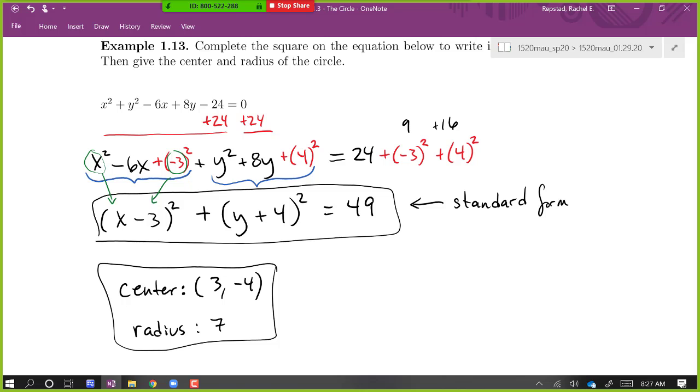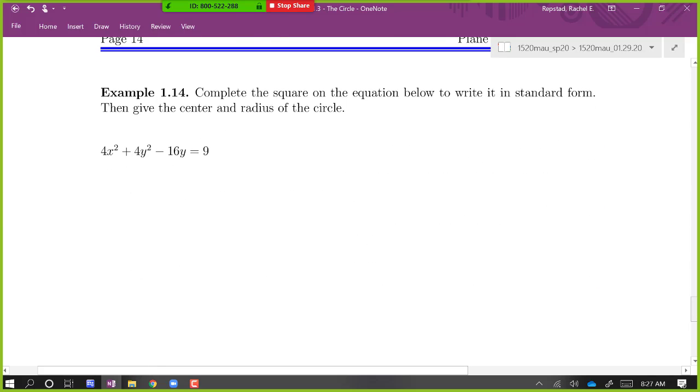Okay. Well, let's do another one then. We want to complete the square to get it in standard form. I know it's a circle because I've got an x squared and a y squared, and both of the coefficients are the same. They're both positive 4. The constant is already by itself on the other side.